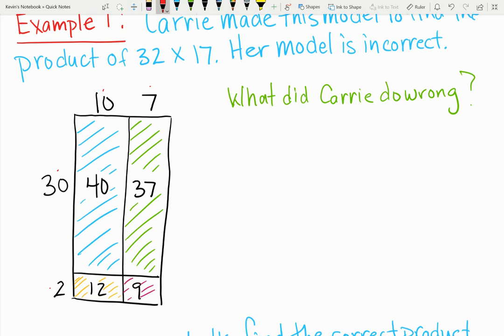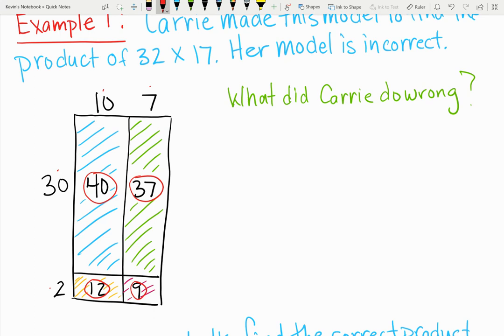So guys, take just a moment. So she got 40 here, 37 here, 12 here, and 9 here. So take a look. What did she do wrong? Give you guys a few seconds to see if you can figure out what's going on.